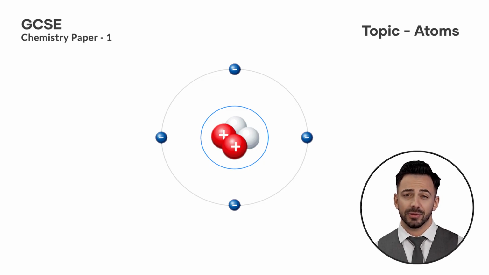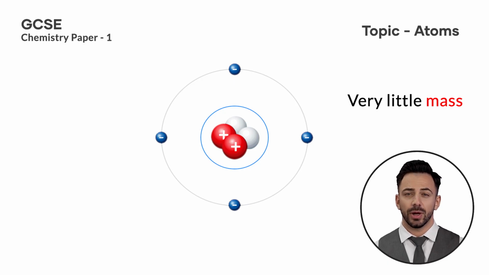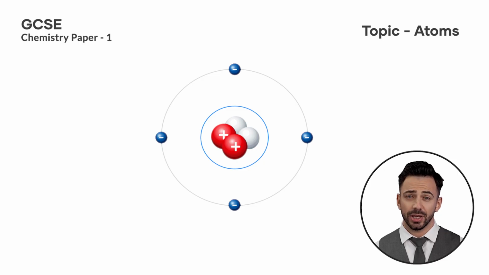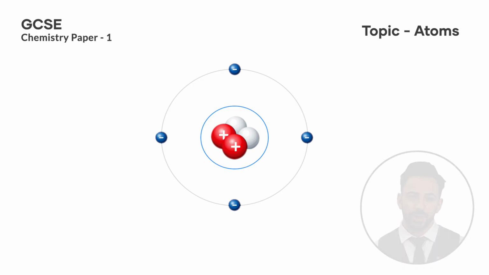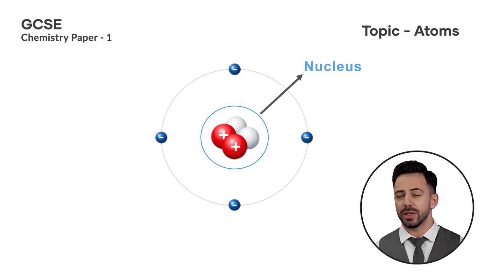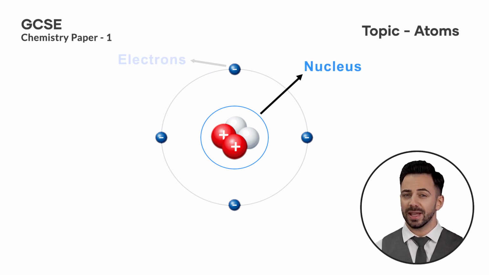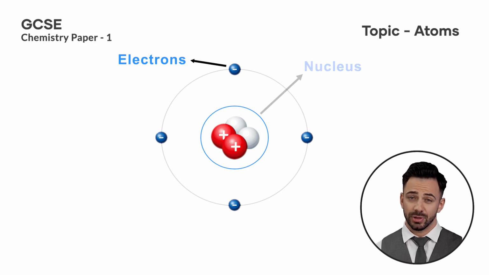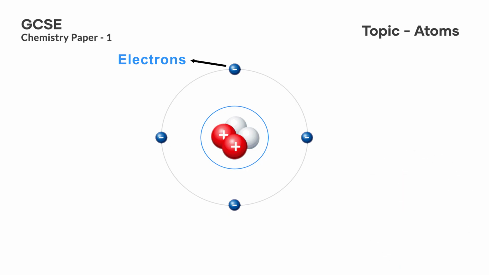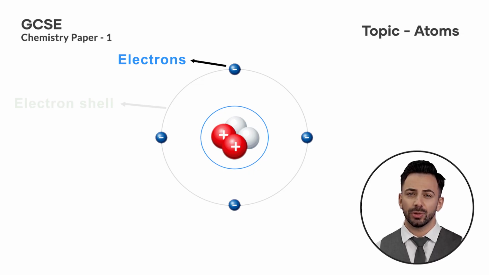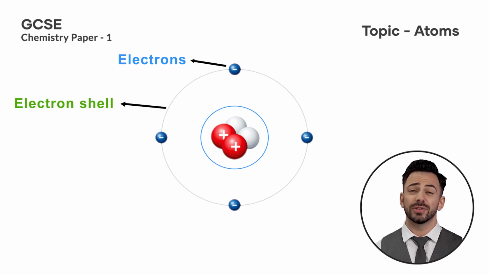Next, let's think about mass. Does the electron have much mass? No, an electron has very little mass, much smaller than a proton or neutron. So if electrons have very little mass, where is most of the atom's mass found? Almost all of the mass is in the nucleus. Electrons do not sit in the nucleus. Instead, they move around it. Where do electrons move? They move in areas called electron shells, which go around the nucleus.